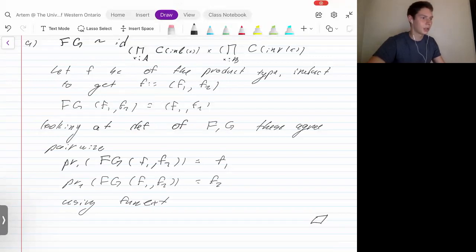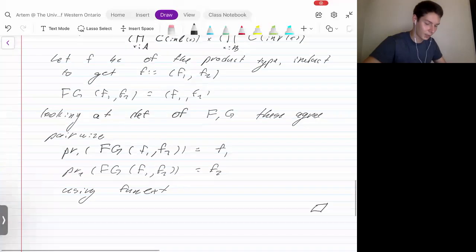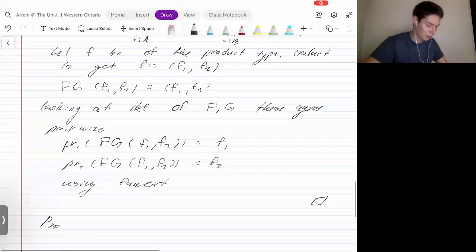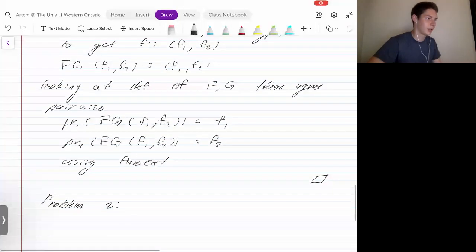So here we just unraveled a bit of the very type theoretic notation that is being introduced in the solution to the worksheet. Any questions? Okay, so let's move on then to the second problem. Problem 2. It has two parts.